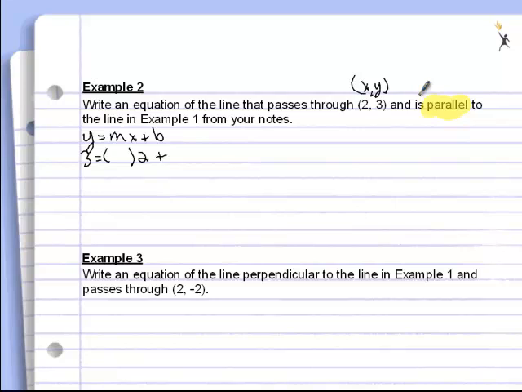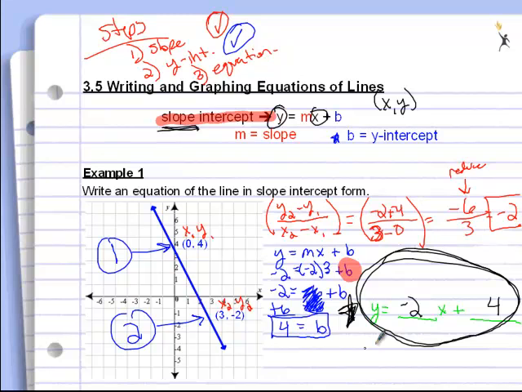Now it tells me I need to write the equation of a line that is parallel to the line in example 1. The line in example 1 is right here. What do you know about parallel lines? I'm hoping that some of you are repeating that annoying phrase that I had you repeat with me. Parallel lines have the same slope.